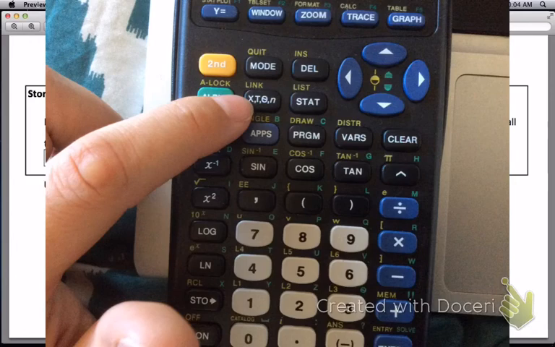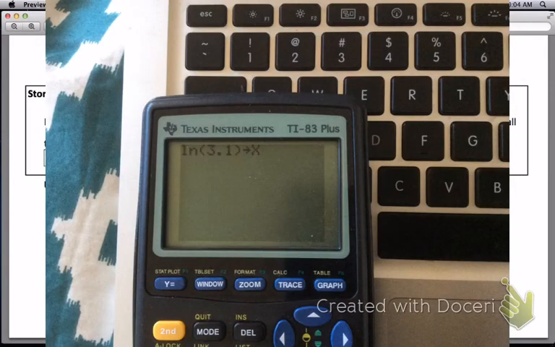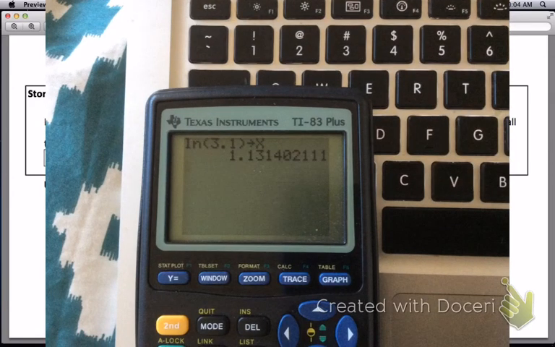And here's what you'll see up above on your calculator. You'll see that you want to store ln of 3.1 as x. So now every time you recall x, it's going to recall this stored value, which is ln of 3.1. If you push enter, it'll tell you what ln of 3.1 is, and it'll let you know that it's stored there as x. You can see right here, I pushed enter and I got 1.1314.